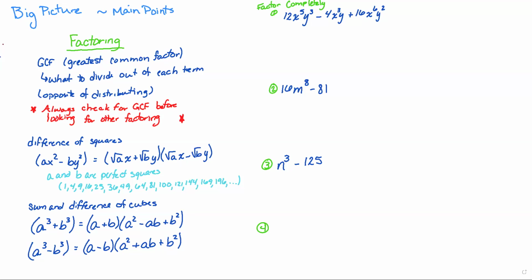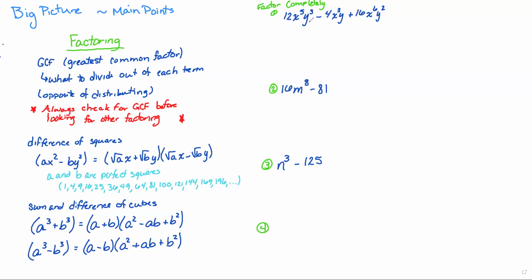All right, so we've got some examples. I didn't put the fourth example in yet. I will put that in after we go through the first few. So looking at what we have, the first one, it's factor completely. There are 3 terms, so I know it's not one of my special ones, the difference of squares or the difference of cubes. So this is my GCF.